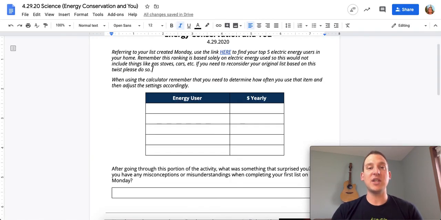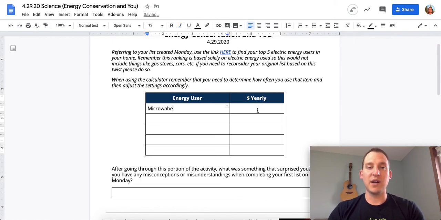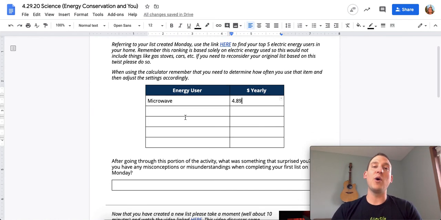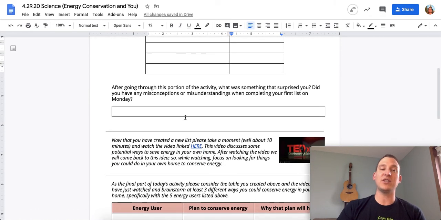So if I go back to my sheet here, under energy user, I'm going to write microwave, and we can watch my slow computer and my questionable typing skills. And I'm going to say that dollars yearly is 4.89. Now we're asking you to go through, like I said, find those 5 things, and put them in this list. Once you're finished with that, there is one question that corresponds with this.